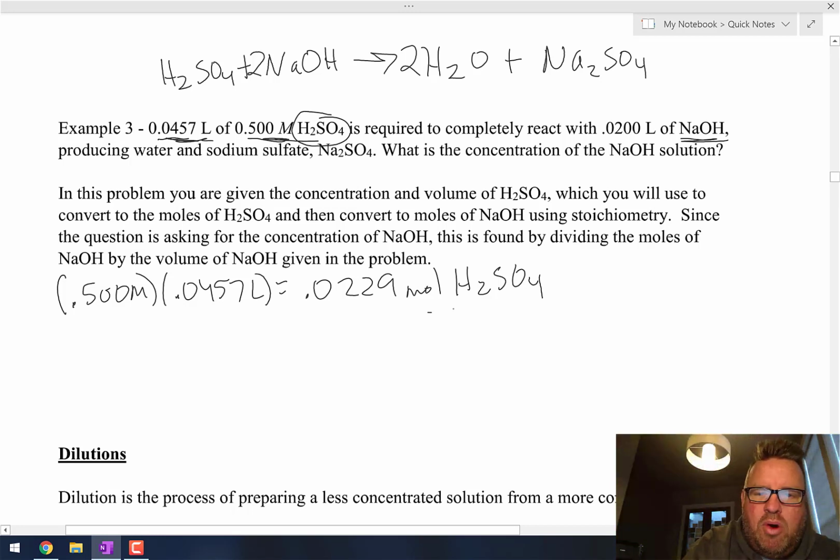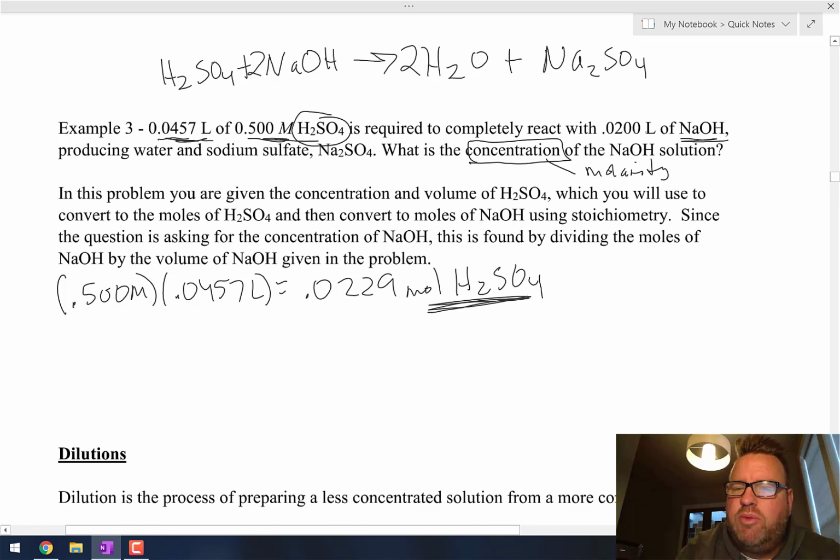So we've got moles of H2SO4, and they want to know the concentration. And remember, concentration is just another word for molarity. What's the molarity of this NaOH solution? We have the volume of the NaOH solution. We're just missing what's concentration? It's molarity, which is what? Moles over liters. So if we already have the liter part, what are we missing? We're just missing the mole part.